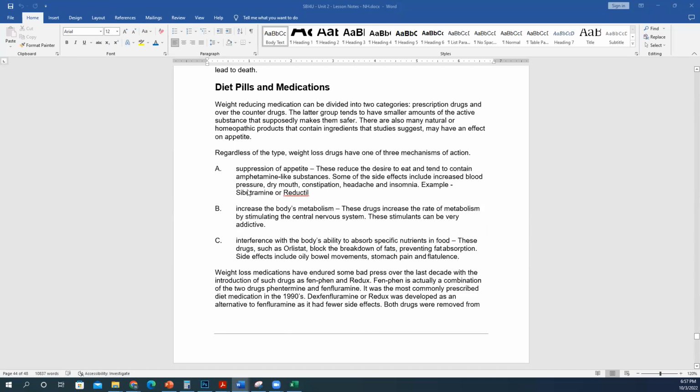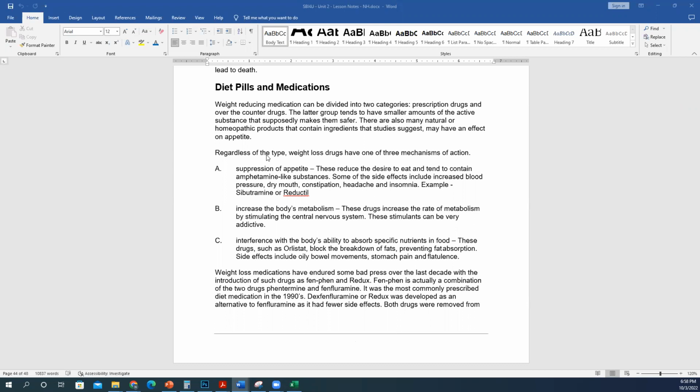So then, what about diet pills and medication? These weight-reducing medications can really be divided into two main categories. The two main categories are ones that you can get over the counter, and ones that you need a prescription for. So prescription drugs and over the counter drugs. And really, the over the counter drugs are the ones that tend to have very small amounts of whatever is the active substance that supposedly makes them safer.